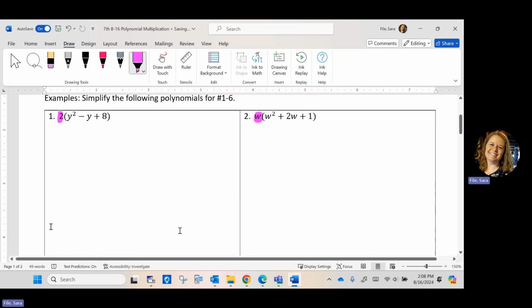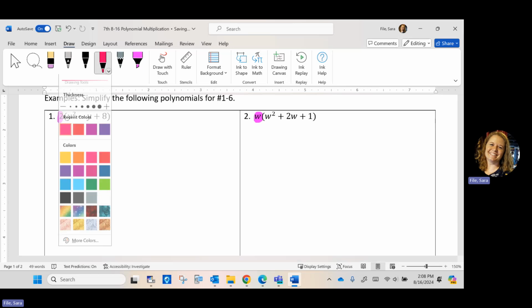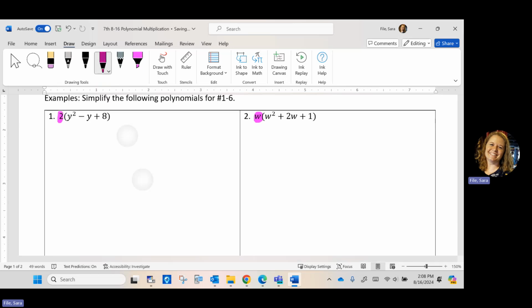So you have to be able to identify what you're supposed to be distributing. Then let's actually do the distribution. Let's try it out. In number 1, this is a trinomial, so it's got to go to 3 terms. I've got to multiply that 2 by all 3 of those. So 2 times y squared is 2y squared. 2 times negative y is negative 2y. And 2 times 8 is positive 16.